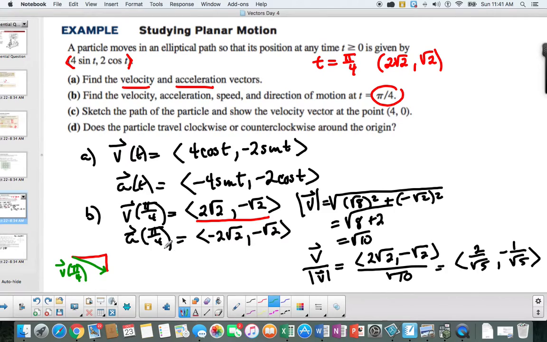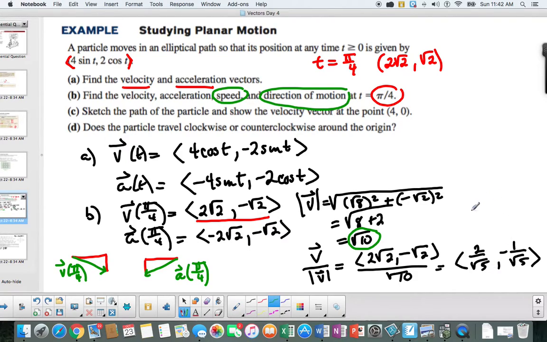Now let's take a look at the acceleration. We're moving negative 2 root 2 and then down half as much. So our acceleration vector will look like this. That'll be the magnitude and the direction at pi over 4. We're also being asked to find the speed, which we do by taking these two, squaring them, and we find that the speed is root 10. The direction of motion is where we take the velocity vector at pi over 4 divided by root 10, and here is our direction of motion.